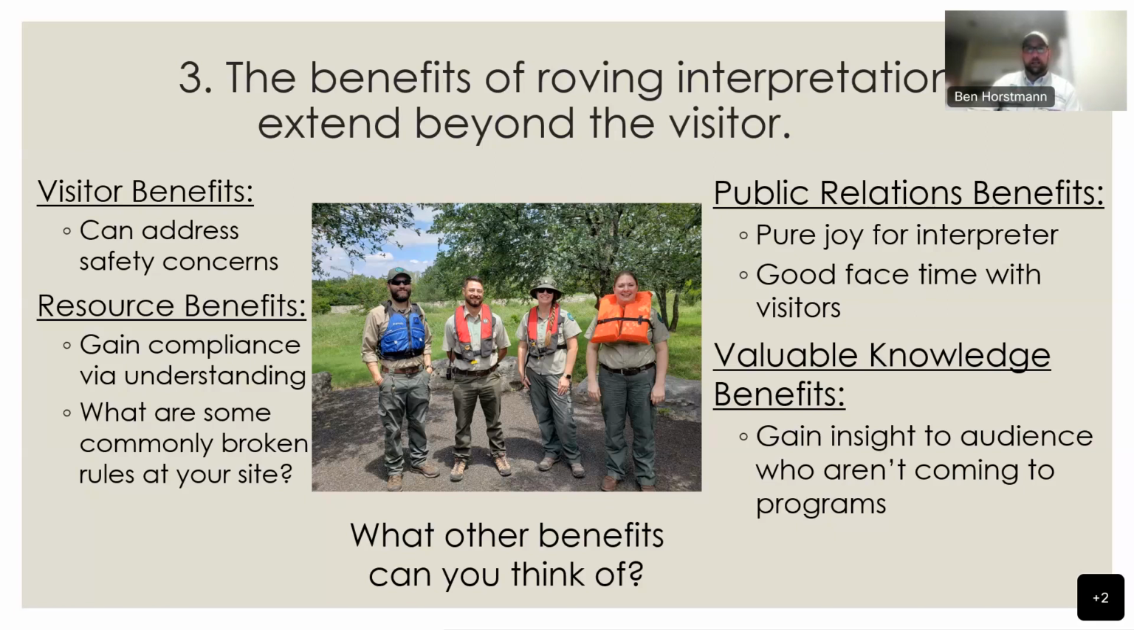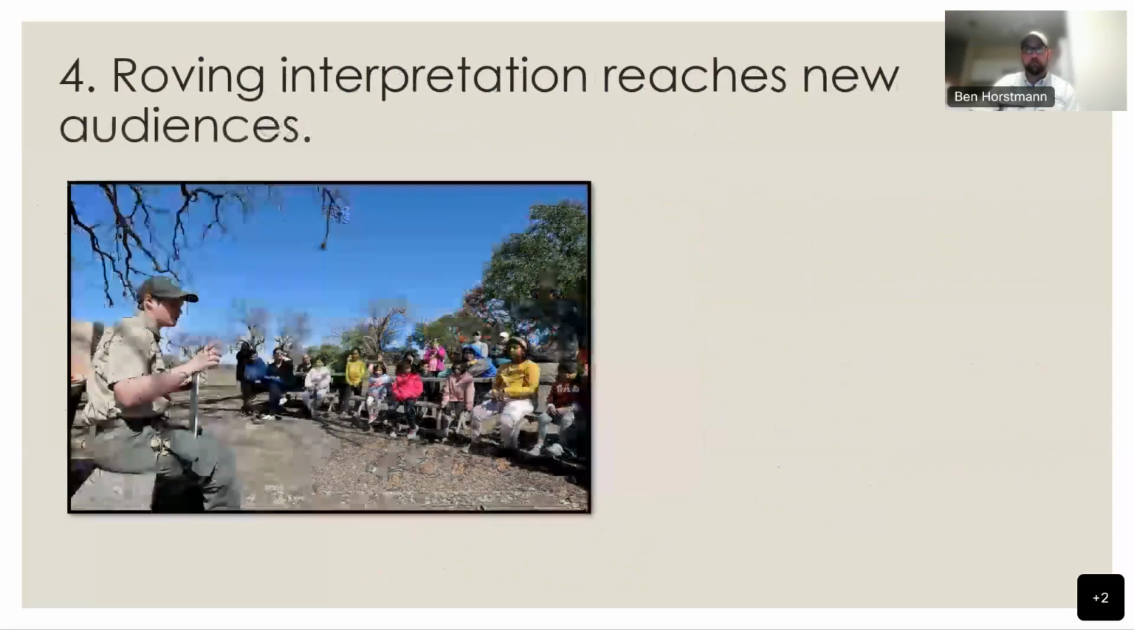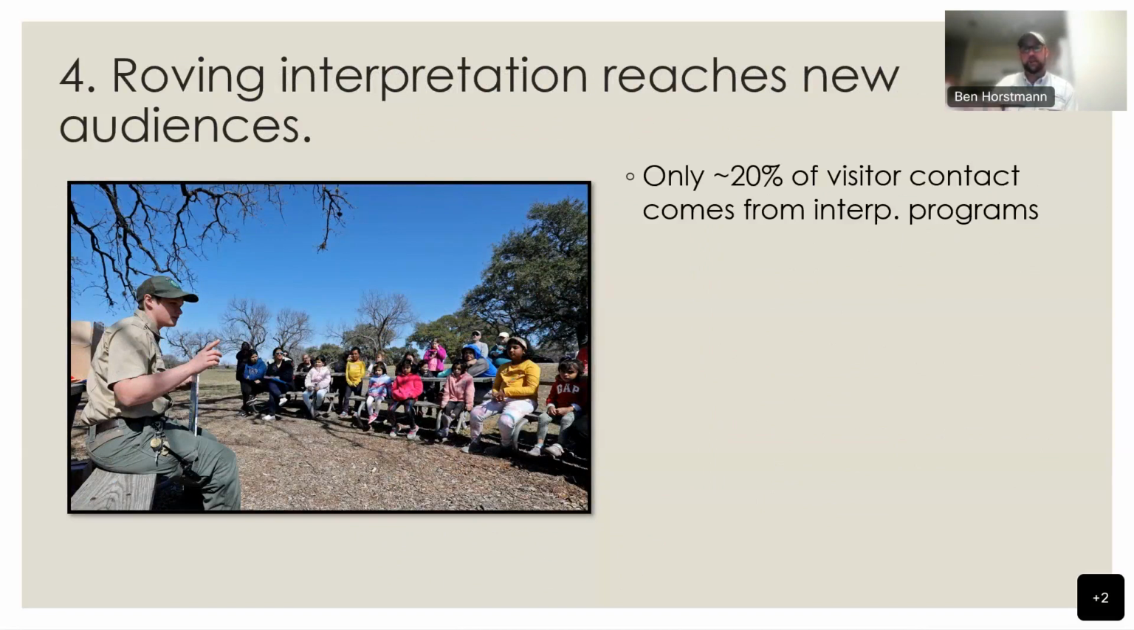Okay. Number 4. Yeah, that light bulb is a big part of my Interp 101. We're going to reach different people with this, and that's number 4 here, is that it reaches new audiences, and this is a big one. About 20% or less than 20% of our visitor contact comes from these programs. Like Jamie is doing a program here, a sit-down program where people are invited to come in, and the talk lasts about 45 minutes to an hour, something like that. Those people are in the minority.